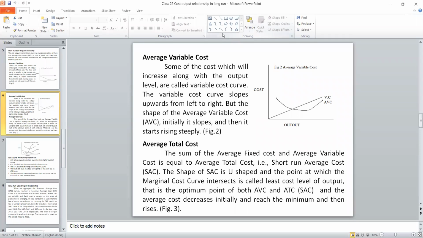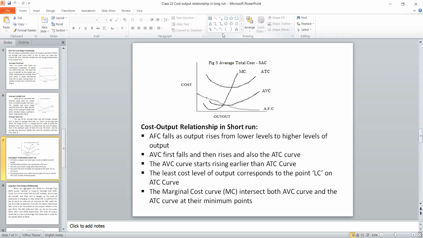So how do we calculate the average total cost? We have to add average fixed cost and average variable cost. If you add these two costs, then we get the average total cost. This diagram shows the same.